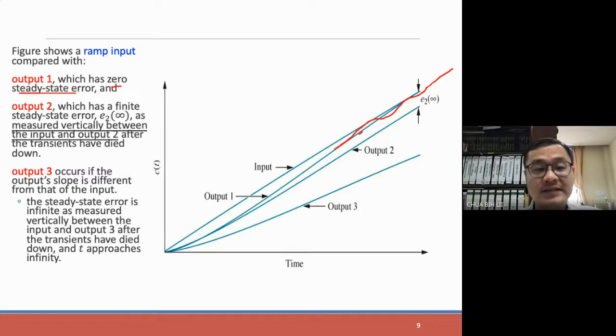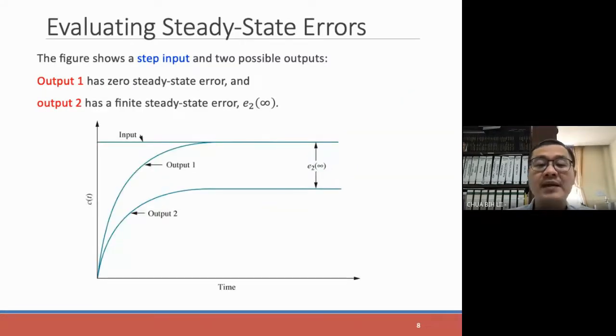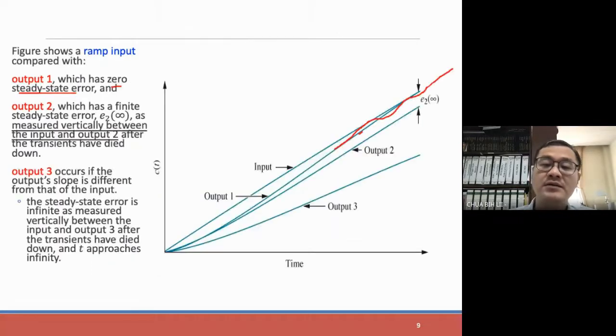Then for the second type of output, you may see that there is always a finite value between them. Again, this is very similar to the first case, right? Parallel all the way, you will just have the same difference between them. We call that the finite steady state error. Finite means there is a number to it, right? Then the third one would be the case where the steady state error, as you can see, will continue to grow in this way.